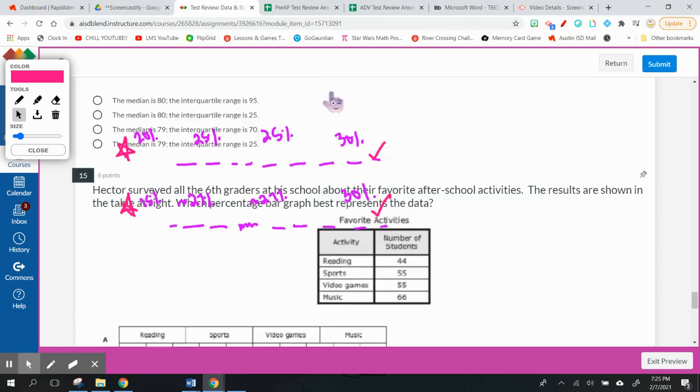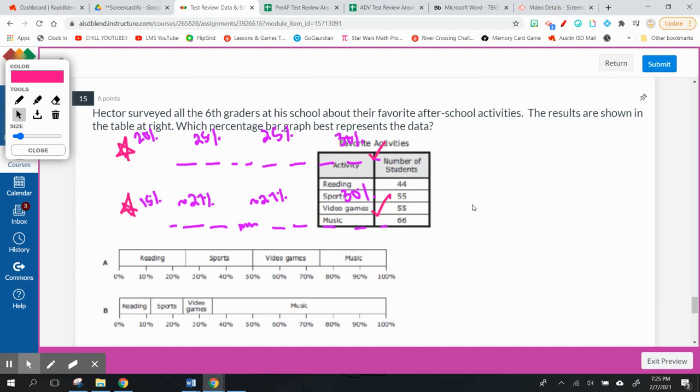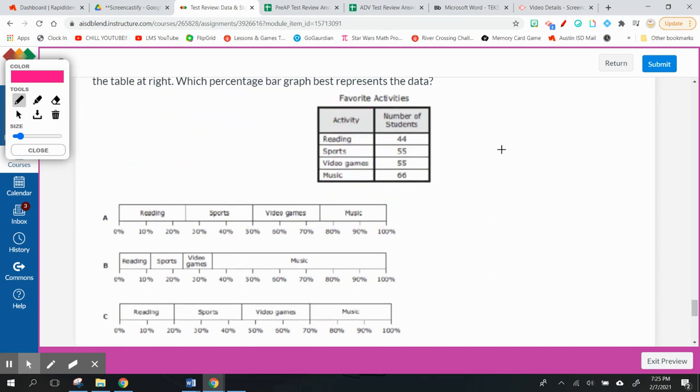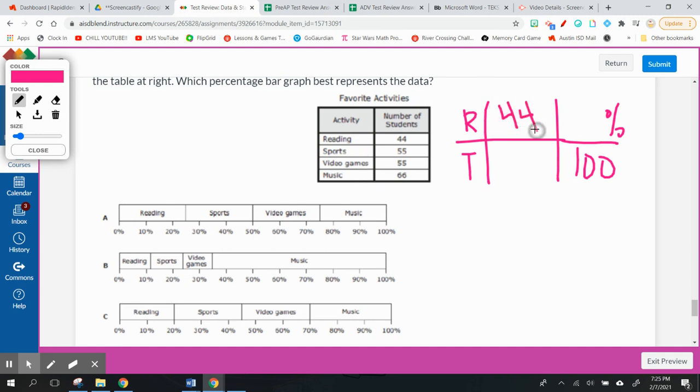So let's see. Whoa, you guys, whoa. All right, so let's do that. So reading out of total, okay, because we know that percents are out of 100. Percents are out of 100. So let's look at what we have. We have 44 that chose reading, and what we need to do now is figure out, well, how many people did he ask?